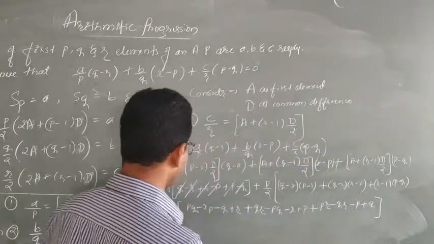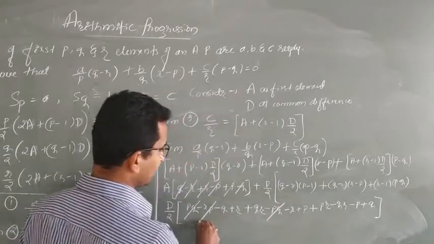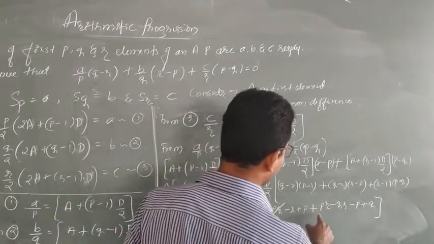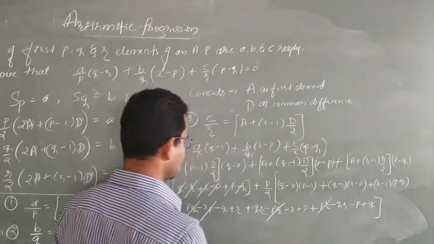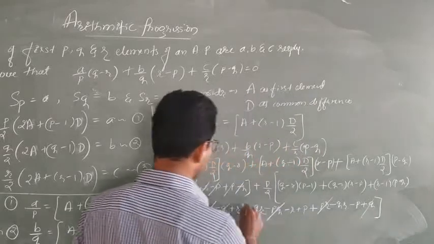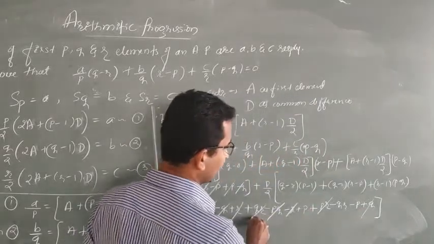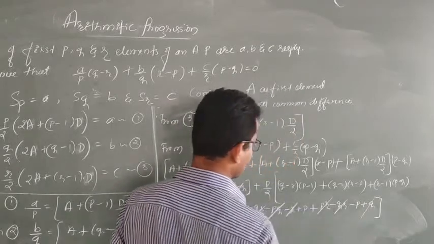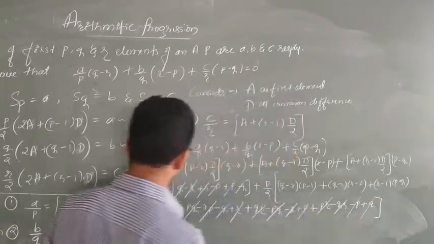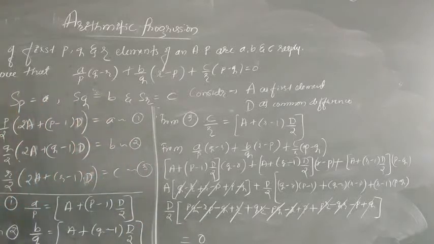So now plus pq, minus pq get cancelled; minus rp, plus pr get cancelled; minus q, plus q get cancelled; plus r, minus r get cancelled; plus qr, minus qr get cancelled; then plus p, minus p also get cancelled. Then 0 into this one will again be 0. This is the very simple way we have solved this example.